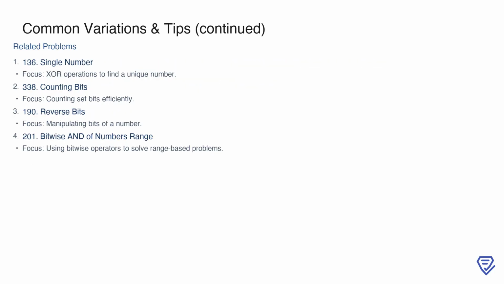This problem is closely related to several others that focus on bit manipulation. For example, problem 136, Single Number, uses XOR operations to identify a unique number in an array. Problem 338, Counting Bits, challenges you to count the number of set bits efficiently. In problem 190, Reverse Bits, you'll manipulate the bit order within a number. Finally, problem 201, Bitwise AND of Numbers Range, involves using bitwise operators to solve range-based issues. Exploring these problems can deepen your understanding of bitwise techniques and help you recognize patterns across different challenges.